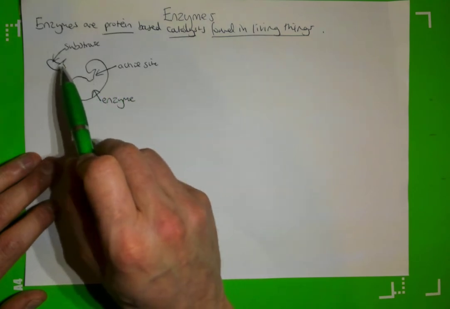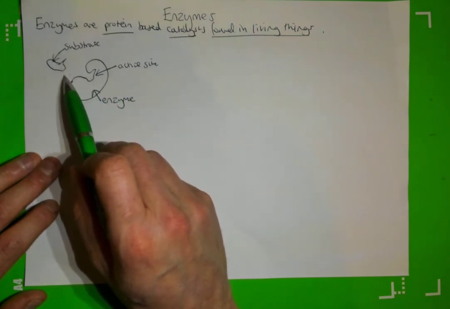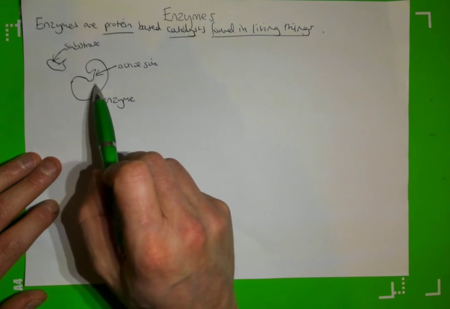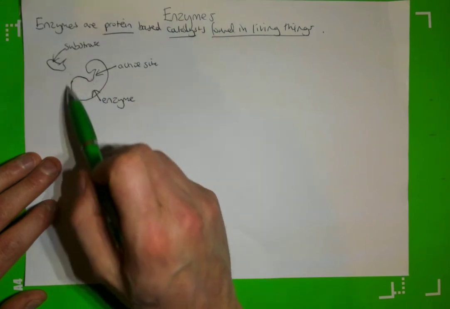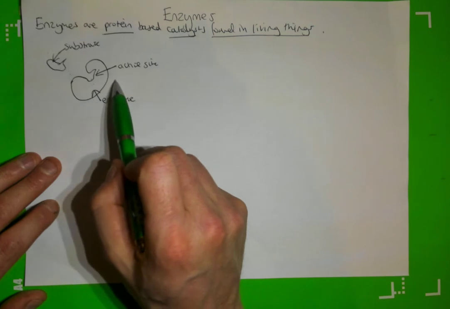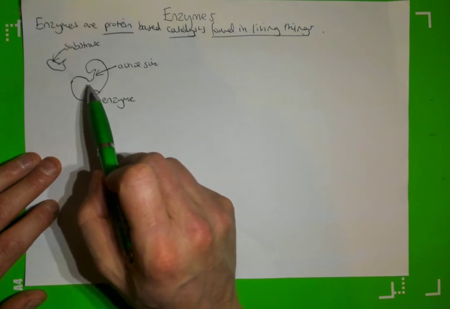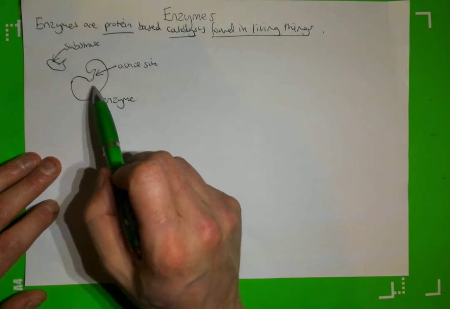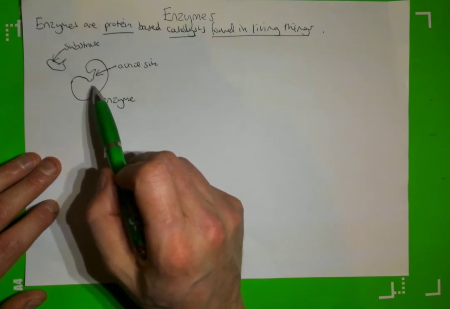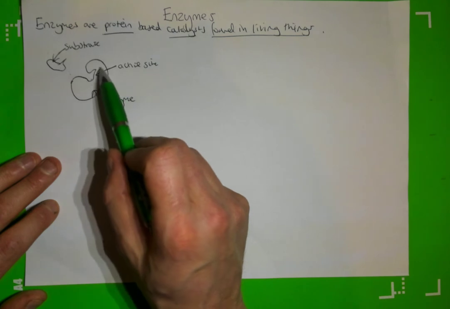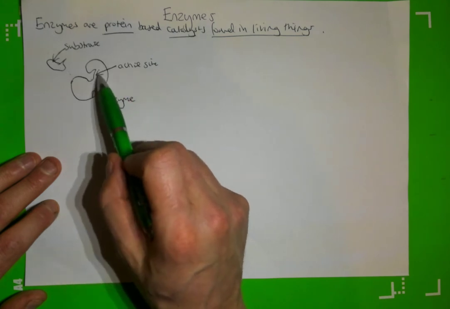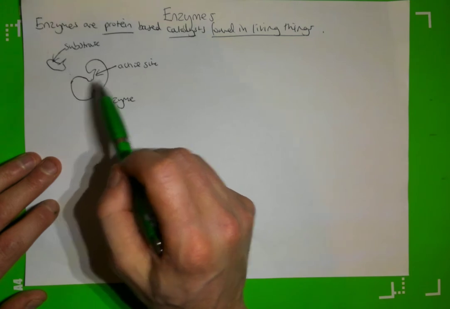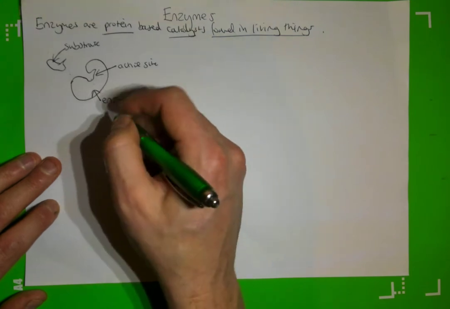So the substrate shouldn't only fit in the active site, it must sort of bond to it temporarily, because remember this is a catalyst, so this enzyme can be used again. Now, this active site of the enzyme can be very, very selective of the shape, so that many enzymes are only going to catalyze one or two reactions. And we sometimes say that the enzyme is what we call stereospecific.